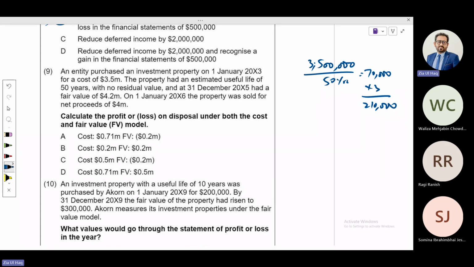An entity purchased an investment property on 1st January 2023 for 3.5 million cost. The property had an estimated useful life of 50 years with no residual value, and at 31st December 2025, after 3 years, had a fair value of 4.2 million. On 1st January 2026, the property was sold for net proceeds of 4 million. Calculate the profit or loss on disposal under both cost and fair value model.